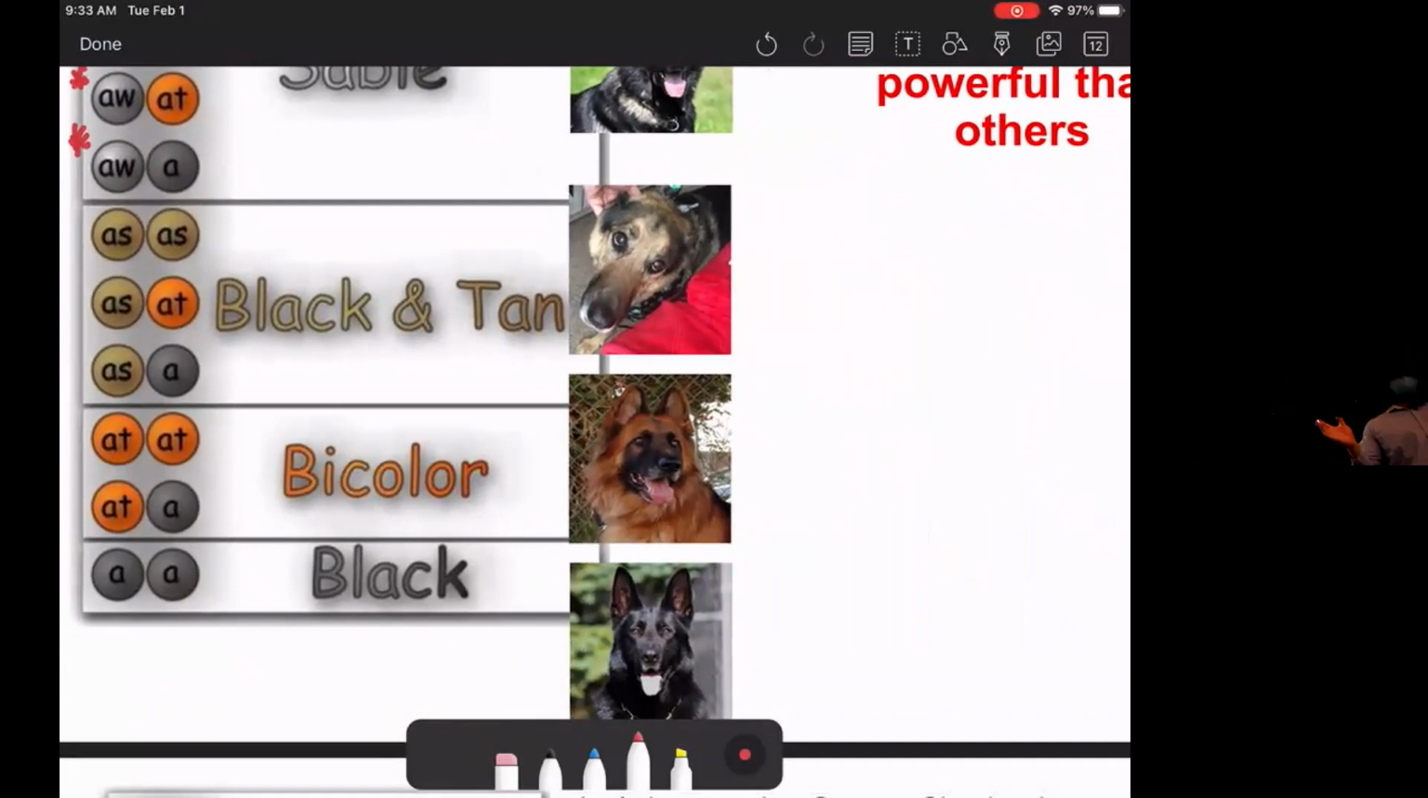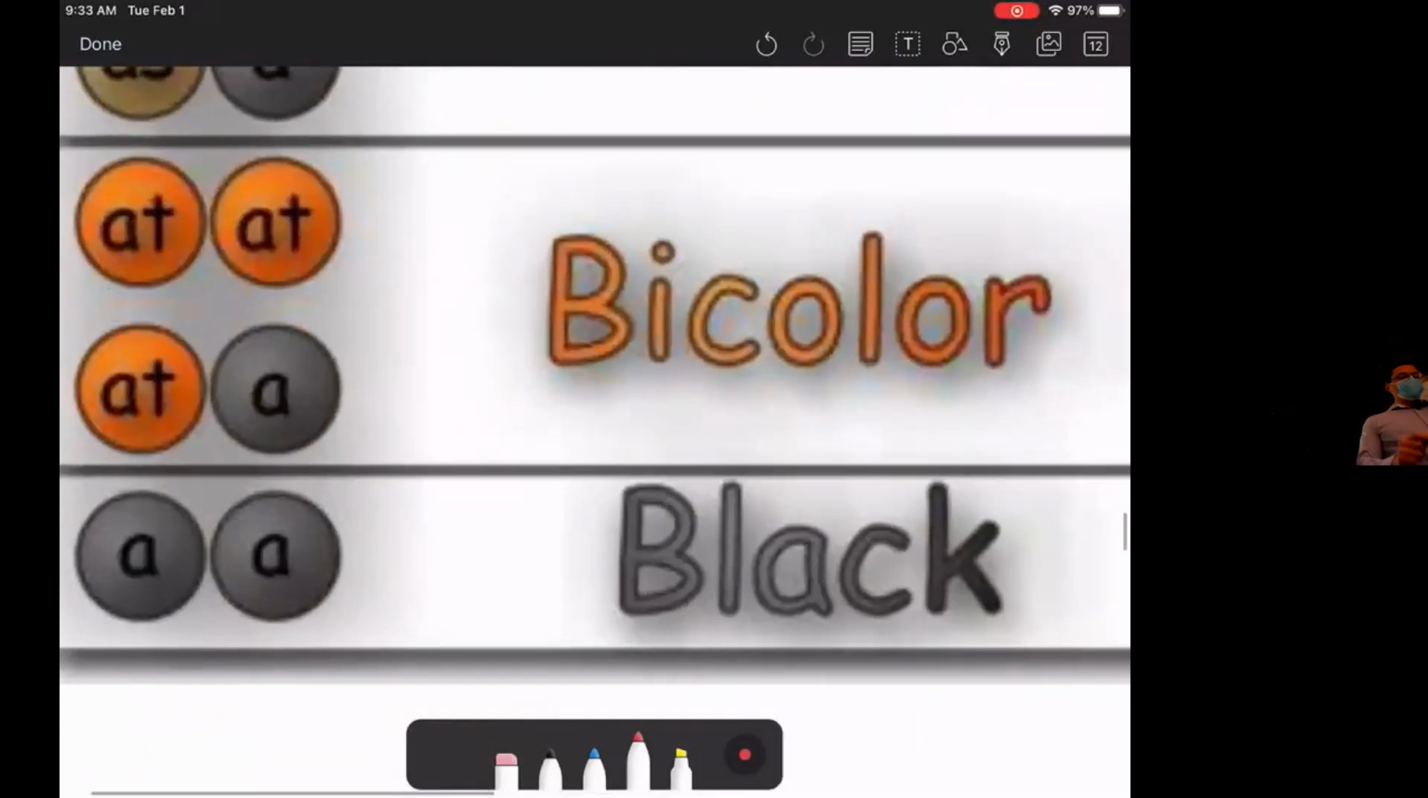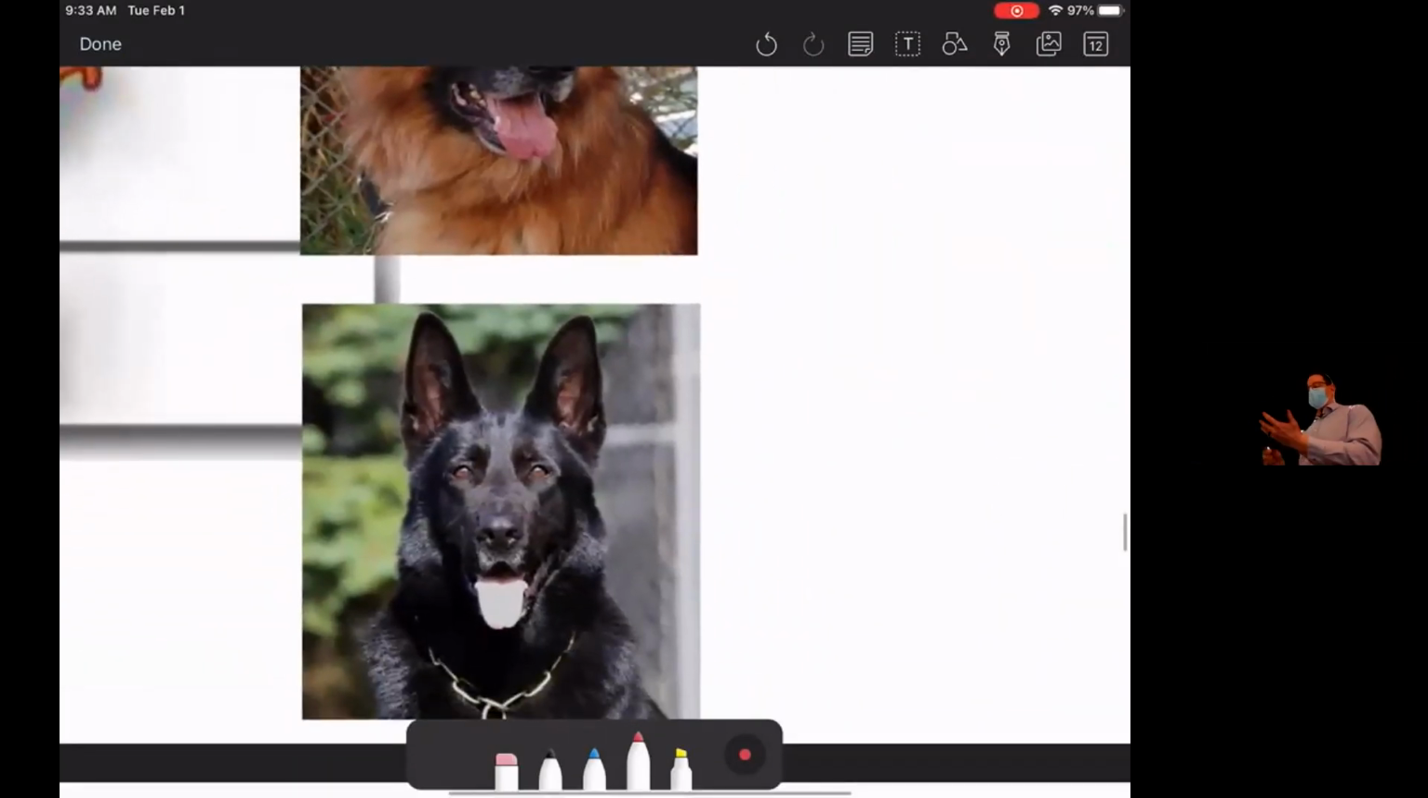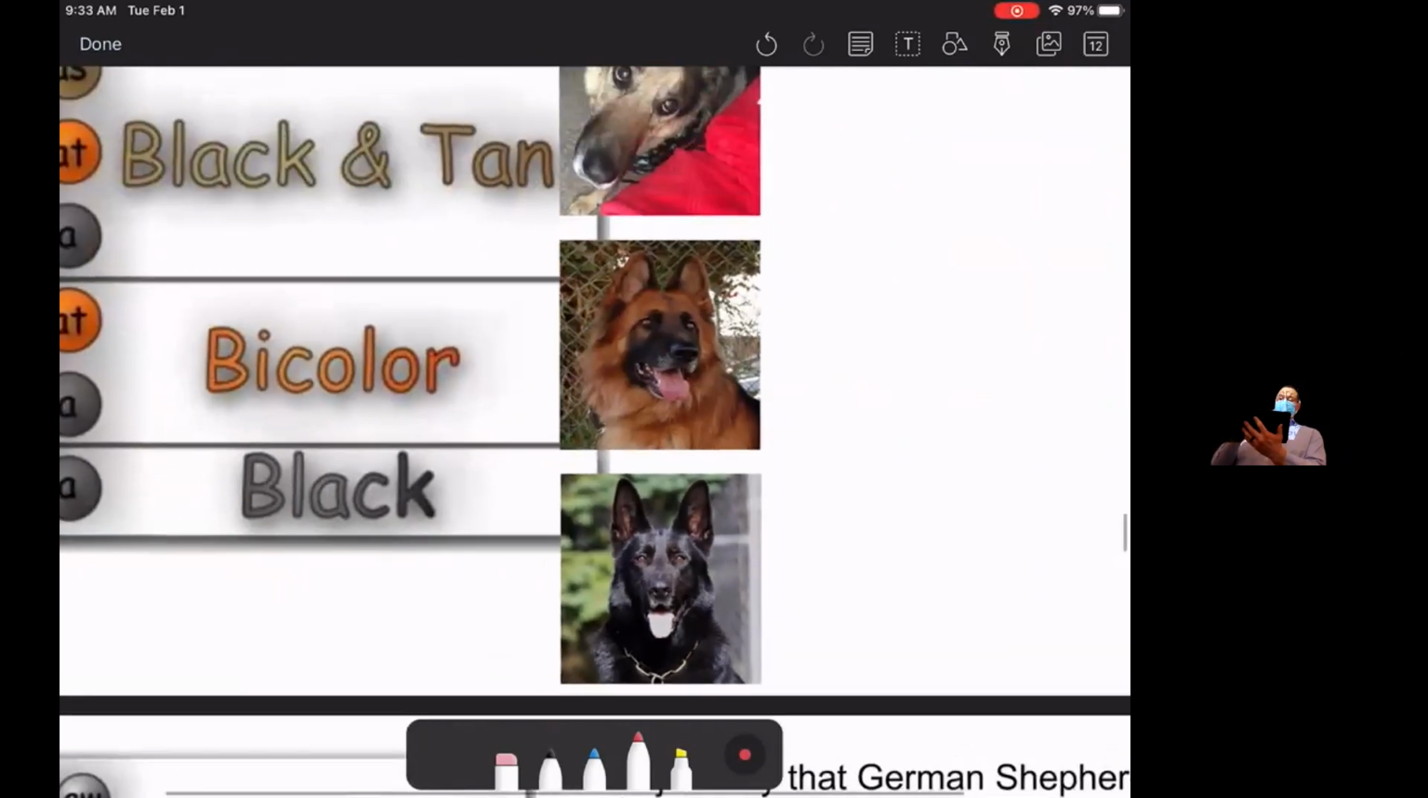You'll see that the shift in pigments can be quite varied in their relationship with dominant versus recessive in different species. And only when the two recessive black alleles are there will you get a black German Shepherd. And these are super pretty and cool. You ever see one?